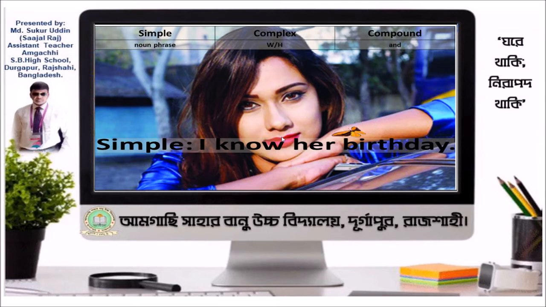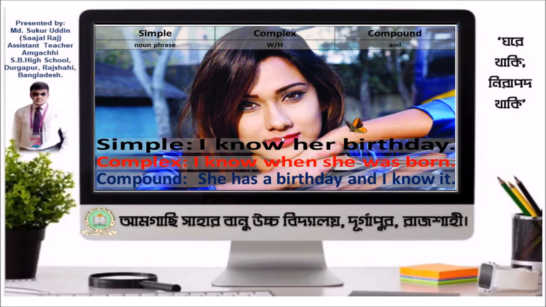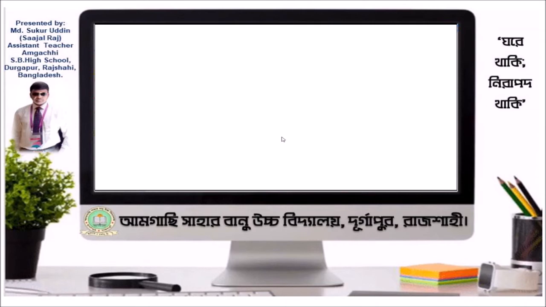Look at here also, noun phrase for simple, and WH for complex, and "and" for compound. Simple: I know her birthday. Complex: I know when she was born. And compound is: she has a birthday and I know it.